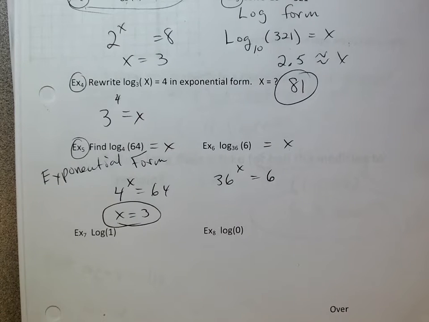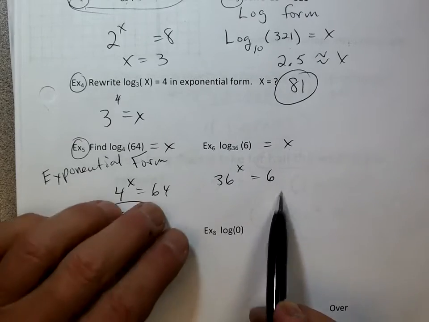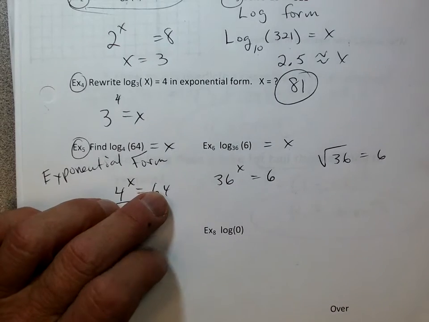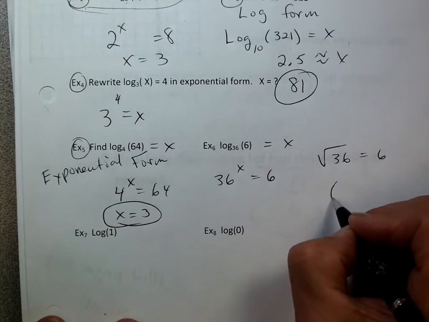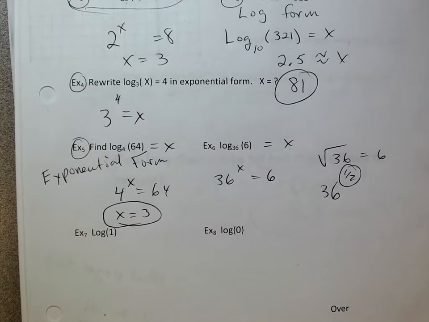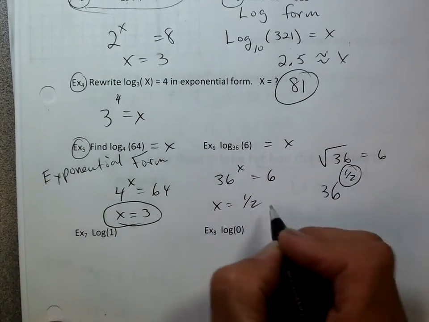How's that look so far? Now, how can I make 36 into 6? Square root, right? I know that the square root of 36 equals 6. But as an exponent, square root is the same thing as a 1/2 power. You guys remember that? So x has obviously got to be 1/2.